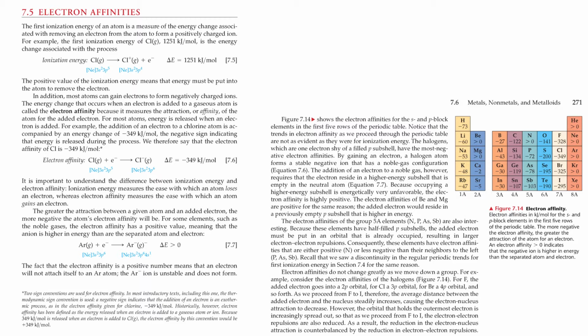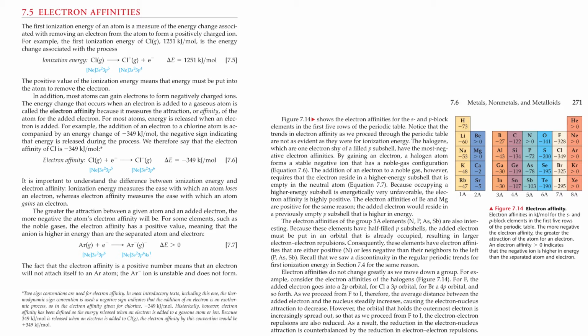Figure 7.14 shows the electron affinities for the s and p block elements in the first five rows of the periodic table. Notice that the trends in electron affinity as we pass through the periodic table are not as evident as they were for first ionization energy. The halogens, which are one electron shy of a filled p subshell, have the most negative electron affinities. By gaining an electron, the halogen atom forms a stable negative ion that has a noble gas configuration.